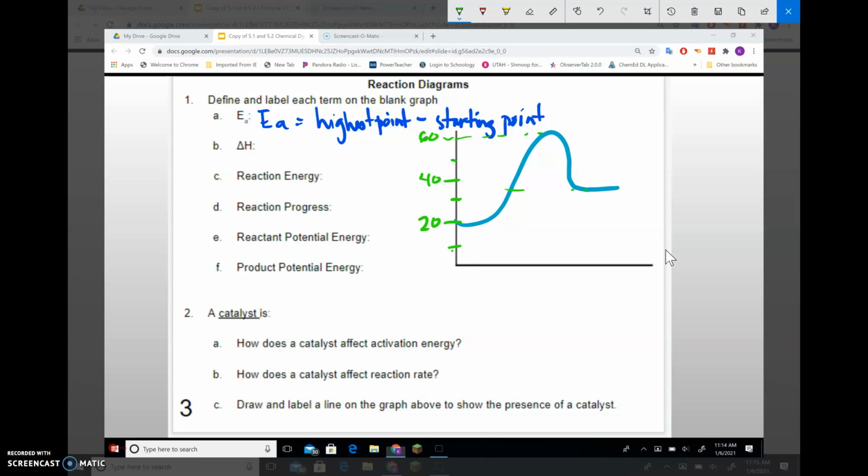If we're trying to find the activation energy, which in this case is from the starting point right here up to the highest point, then the highest point is 60, and I'm going to subtract from that where we started, which is where the reactants are at 20. So I have an activation energy of 40 kilojoules. Just to make sure that you're okay with that.